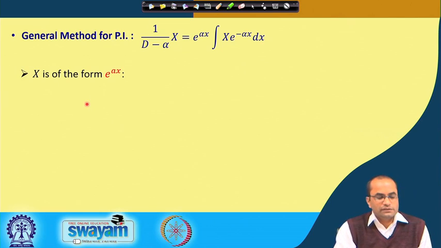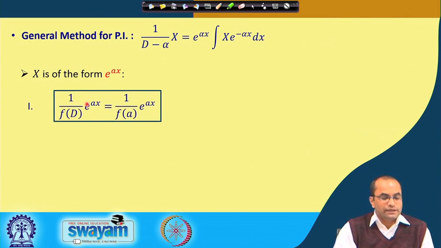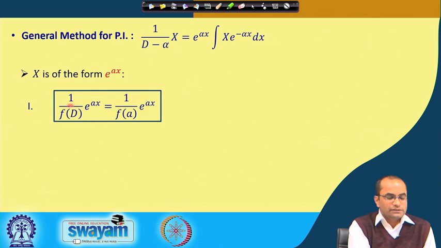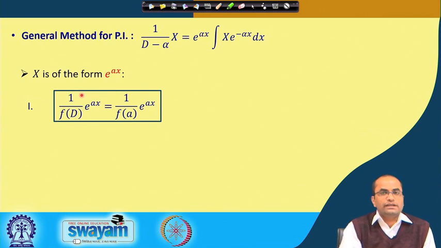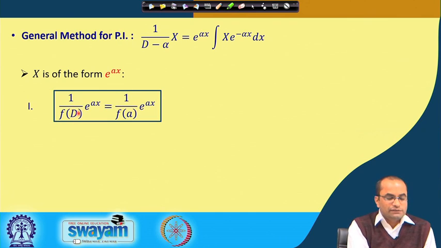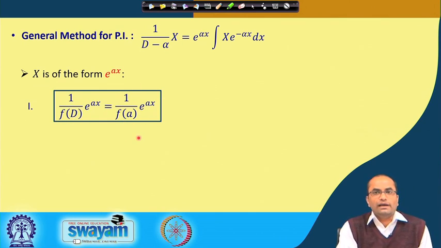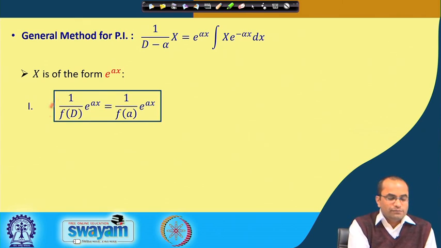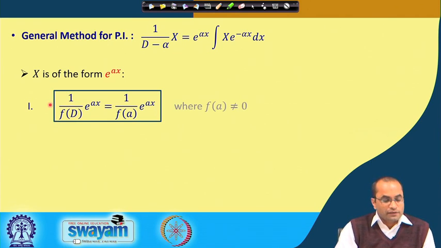also discussed this special form when X is an exponential function, meaning e power a x. In that case, we realized that for 1 over a function of this operator D, when we apply this inverse operator on the exponential function e power a x, the only change is that D will be replaced by a, and that will be the value of the operation 1 over f(D) on this exponential function.